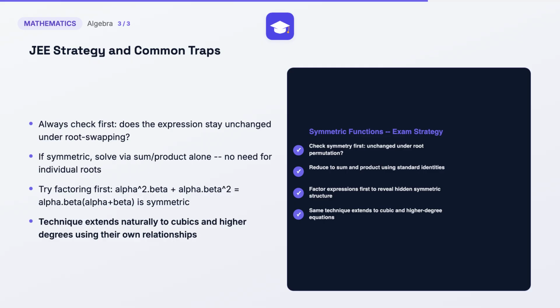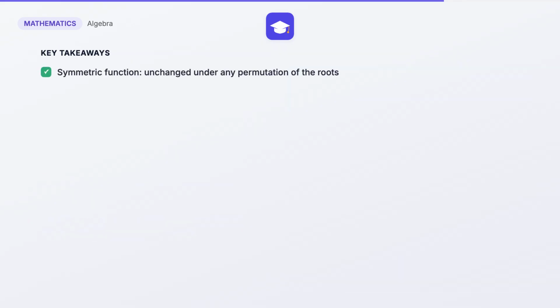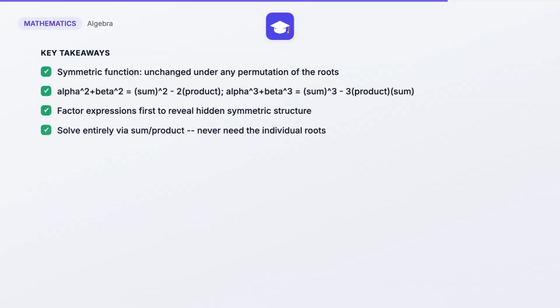Also remember, this same systematic technique extends naturally to cubic and higher degree equations, using their own respective sum and product relationships. Let's recap. A symmetric function of the roots stays unchanged under any permutation of those roots, and every such function can be expressed through the sum and product of roots, using standard identities like alpha squared plus beta squared equals the sum squared minus twice the product.